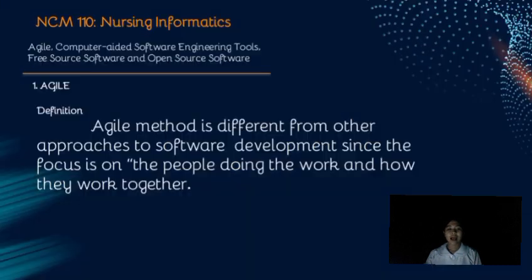So, Agile, definition. The Agile method is different from other approaches to software development since it focuses on the people doing the work and how they work together. Solutions evolve through collaboration between self-organizing cross-functional teams utilizing the appropriate practices for their context.